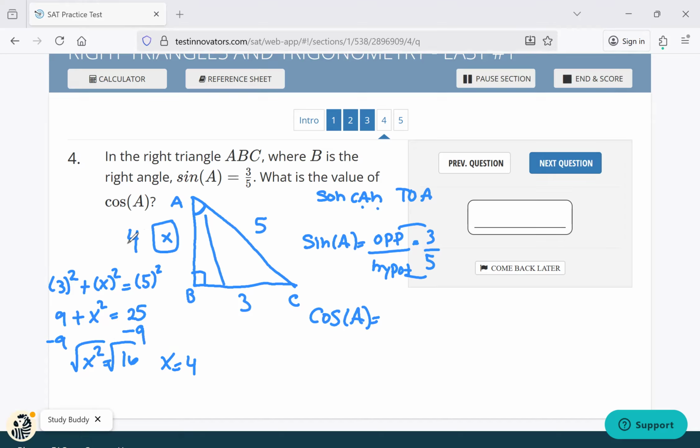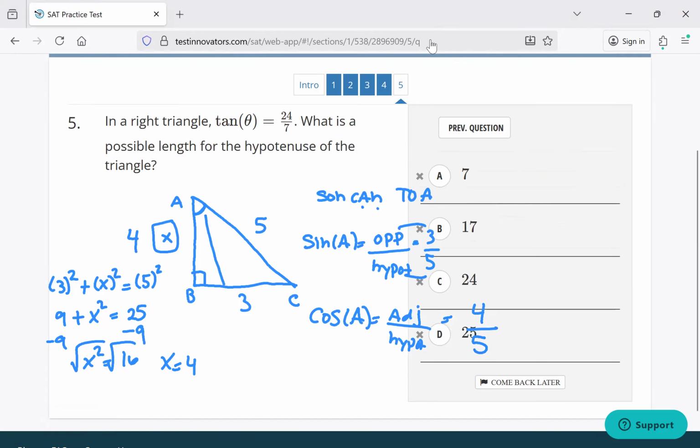Okay. So what is the cosine of A? Cosine of A is adjacent over hypotenuse. So from this angle A, my adjacent side, which we just found, was 4, and then my hypotenuse is 5. That's it. Okay, move on to question 5.